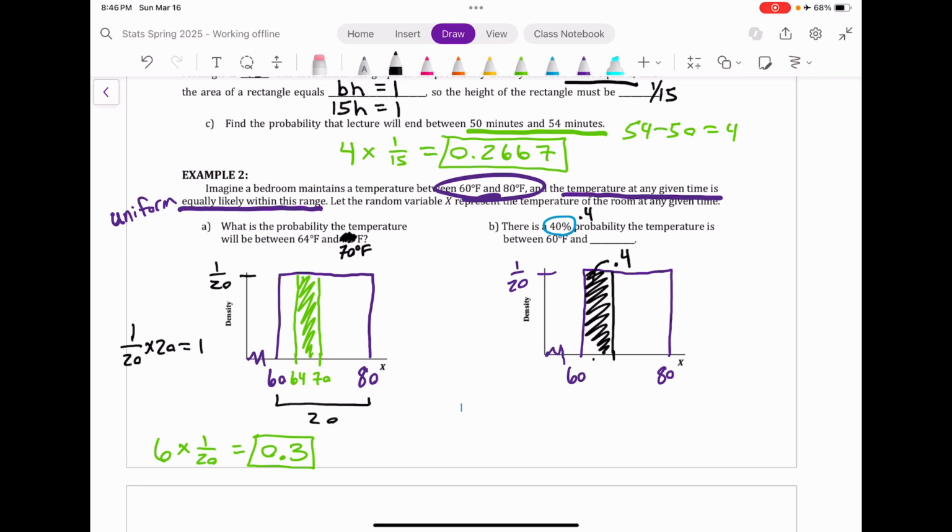So we need to figure out what this base length is for this rectangle. Base times our known height of 1 over 20 should equal 0.4. So if we multiply both sides by 20, or divide by 1 over 20, we get the base is 8. We could do 0.4 times 20 to get 8. So if the base is 8 in length, this temperature here should be 68 degrees Fahrenheit.